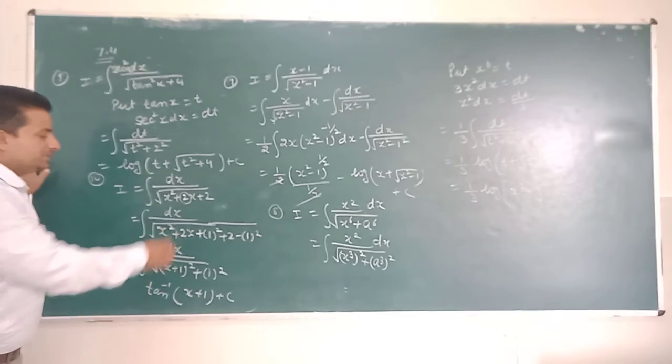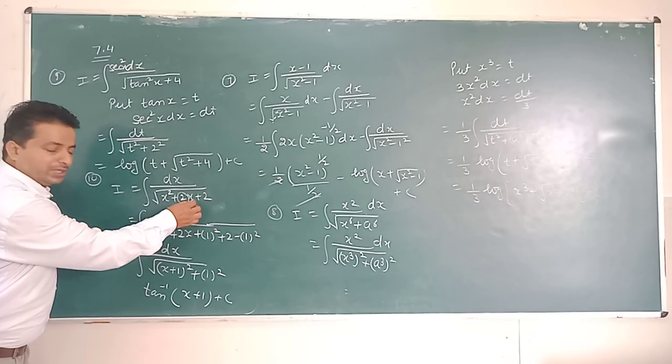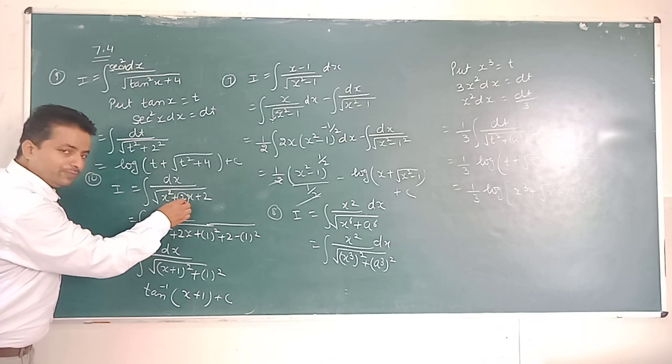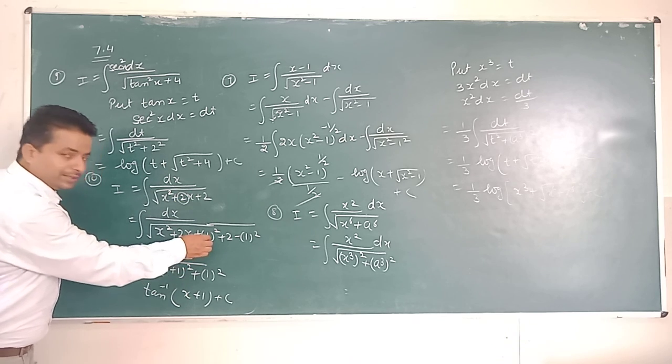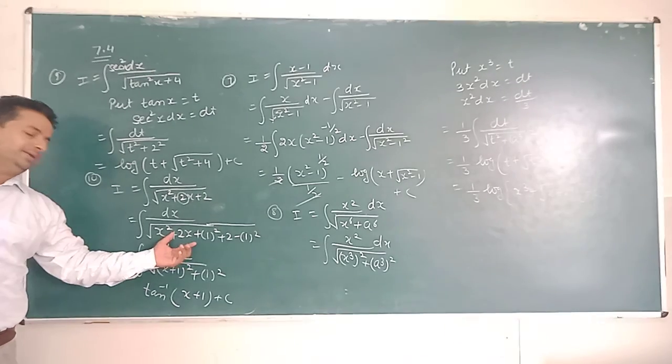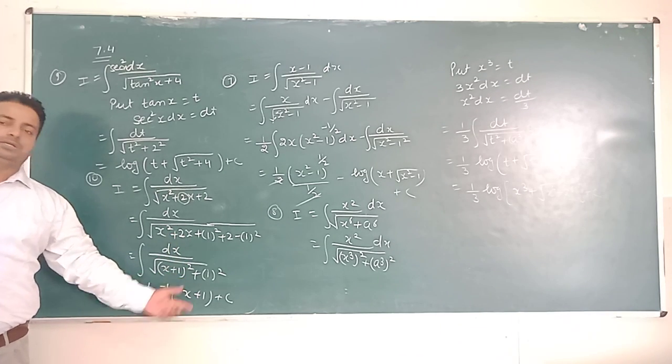Complete square means, first of all, see the coefficient of x, take its half and add its square, same subtract its square. You will get the identity, and this is the formula.